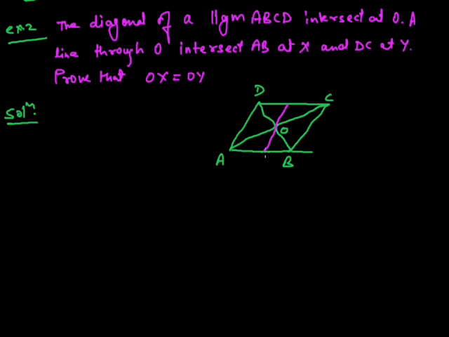It is intersecting AB at X and CD at Y. We need to prove that OX is equal to OY. So we know very well, whenever we have to prove two sides like OX and OY equal, we look at which triangles they belong to. We can take triangle AXO and CYO. You can start the proof.